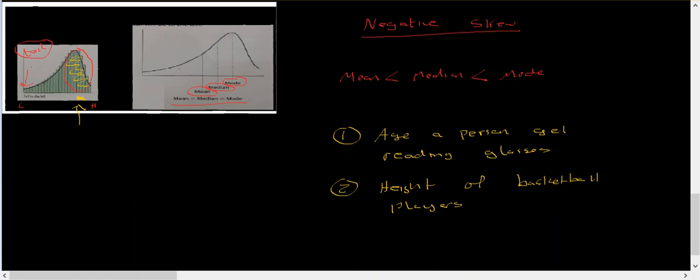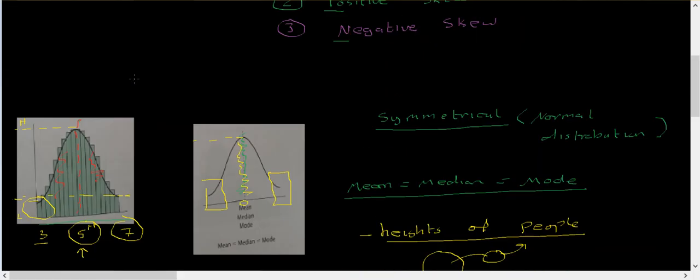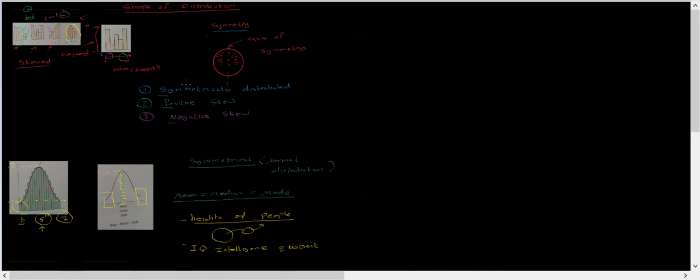Let's just go back over what we've done. We're looking at the shape of the distribution. We can have different shapes. You can have what's known as a normal distribution, which is this, also known as the symmetrical distribution. Then data can be positively skewed or it can be negatively skewed.